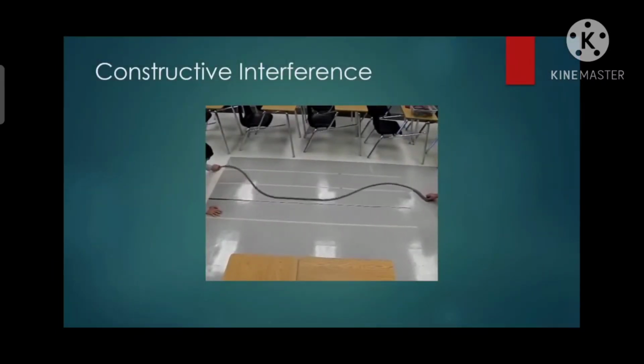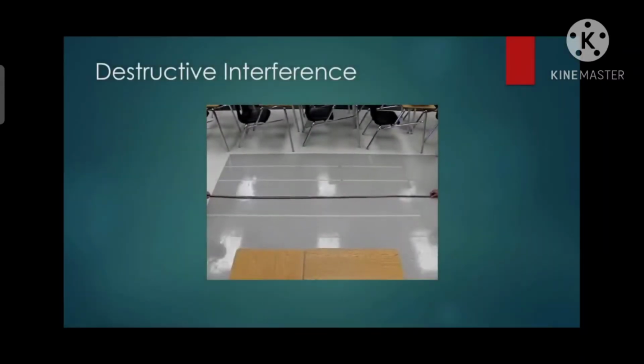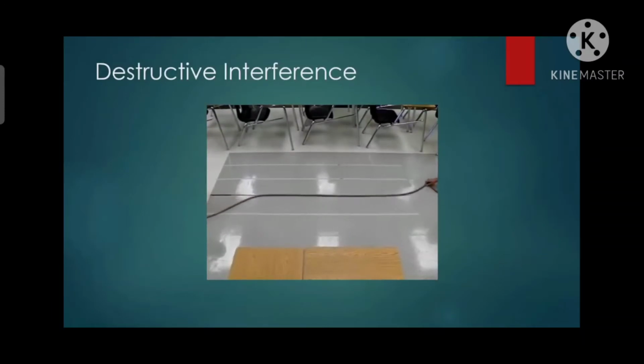Let's take a look at two final examples. Here is constructive interference, and here is destructive interference.